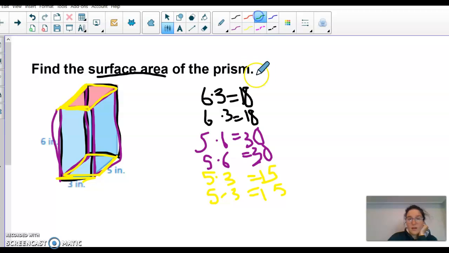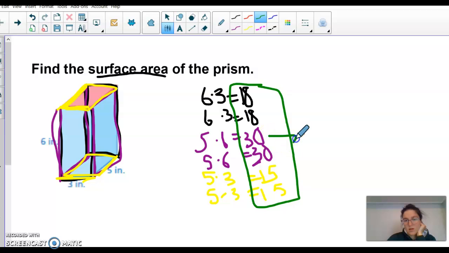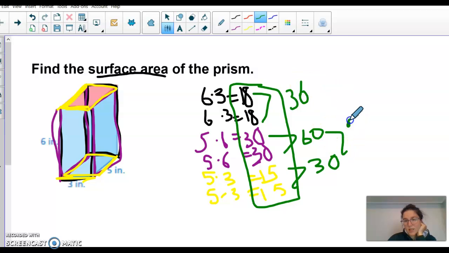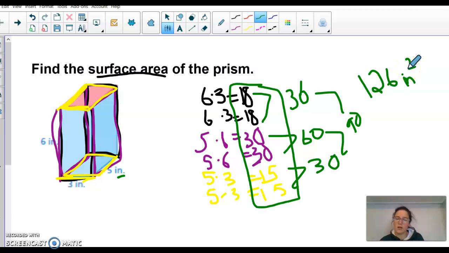And then at the very end, you're going to take all of these and add them all up. So I have 30 and 30, 60. 15 and 15 are 30. 18 and 18 make 36. That's 90 plus 36, so that's 126. And then the unit of measurement is inches, so inches squared. So that's the surface area. You're going to find the area of all of the sides of the box and add them together.